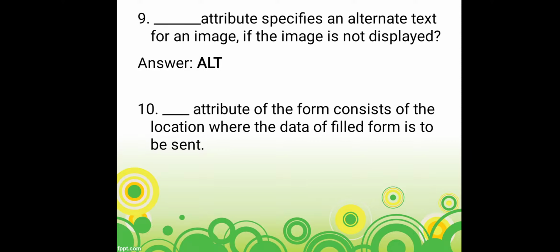Then next, dash attribute of the form consists of the location where the data of the filled form is to be sent. Whenever a form is filled and you click on the submit button, that data has to be submitted somewhere. Where is it submitted? In the server. So which attribute is it using? It is using the action attribute. Remember, there are three attributes of a form: name, action and method.